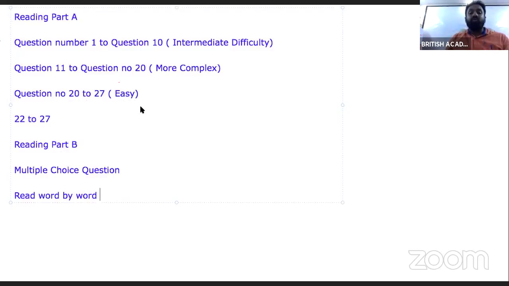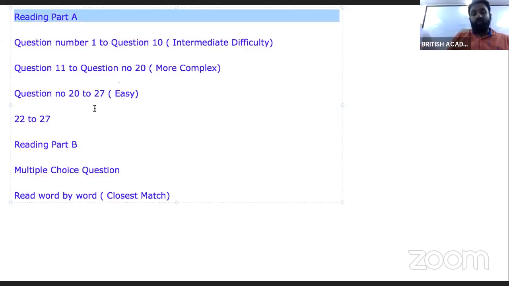You need to make sure that whatever you have read in the options in reading part B, in the particular option which is given, each word and the meaning of the complete sentence is matching with the paragraph. Then only that becomes the closest match. You need to check with this. Now, you need to be a very observant candidate, very sure of what you're reading and understanding, guys.